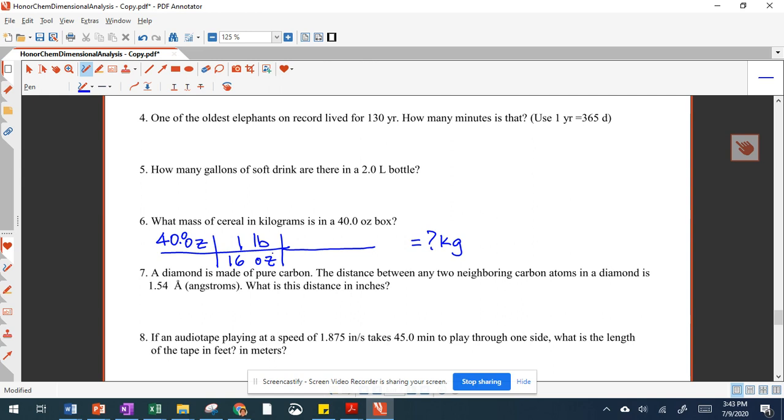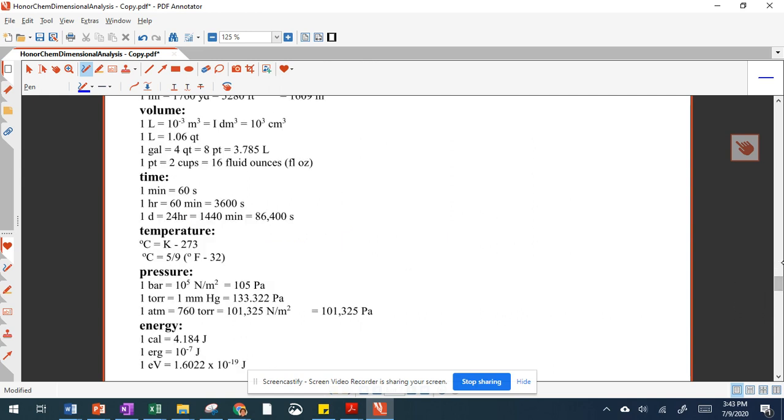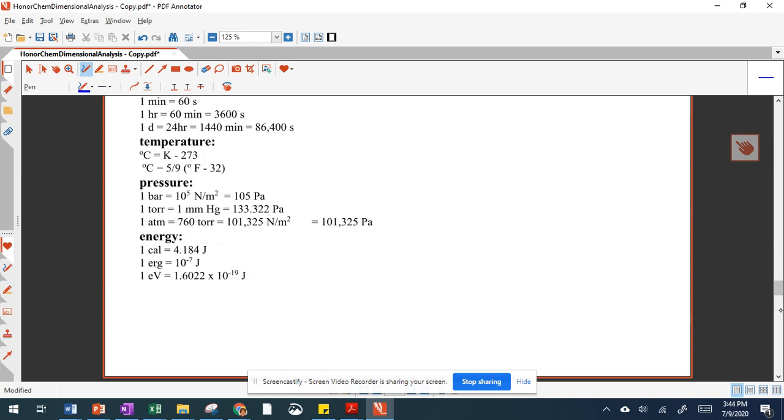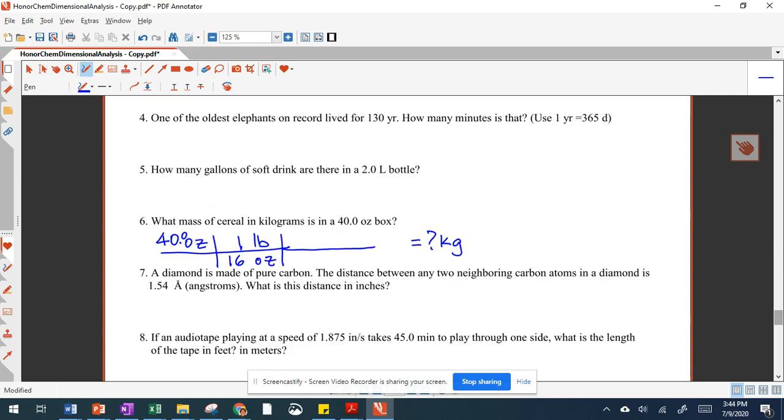Okay, now we're going to convert from pounds to kilograms. So let's go back up to the previous page, and we see that 0.4536 kilograms are in 1 pound. Okay, so again, we have pounds here, so pounds is going to have to go on the bottom. Kilograms is going to have to go on the top. So we have 1 pound, and this will be 0.4536 kilograms in 1 pound.